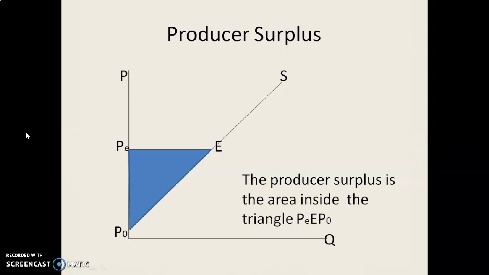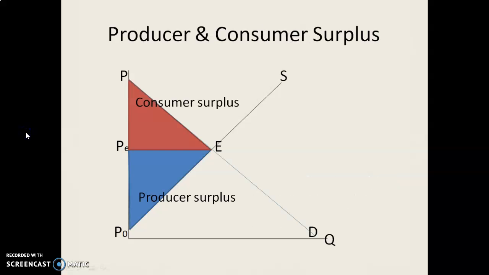And for those producers who would have been willing to provide the service, I should say, for less than the equilibrium price, then they're getting a better deal. They're getting a producer surplus. They would have been willing to accept less than equilibrium, but they're getting the equilibrium, so they're getting a good deal from their perspective. They would have been willing to take less than that. So that is the producer surplus, and it's based on the supply line, as you see, relative to the equilibrium price. And if we add the two lines together, supply and demand, it looks like this. So we have the consumer surplus on the top and the producer surplus on the bottom.